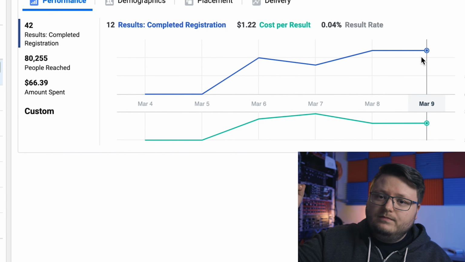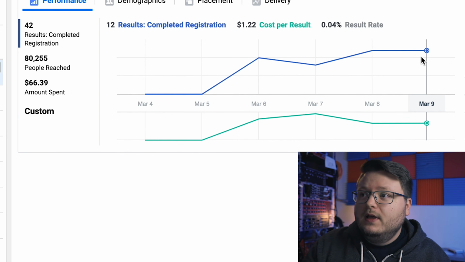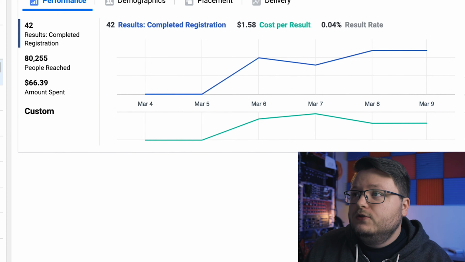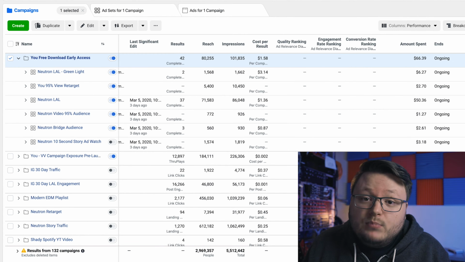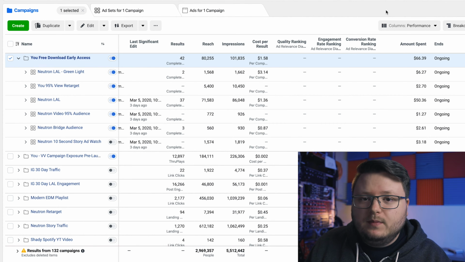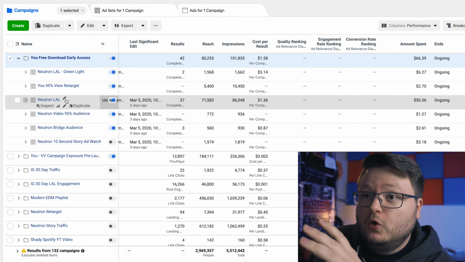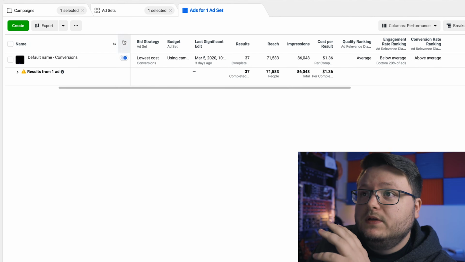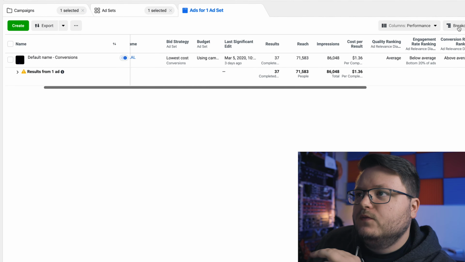So the cost is in general going down, and you could probably push this down to around $1 per click, maybe 50 cents per email. It depends, but you'd really want to optimize how that's performing. So the first way I would go about optimizing this further is I would target this cheapest Neutron lookalike audience, where it has 37 results.